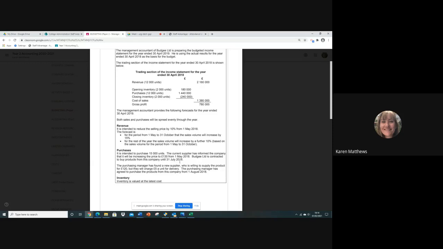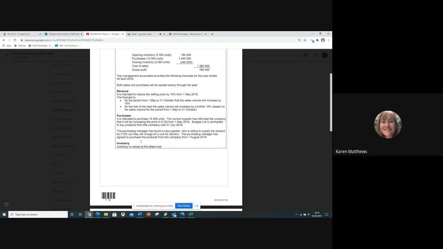Okay, so for May, June and July, £130. So you need to work out what that's going to cost. And then the purchasing manager has found a new supplier who is willing to supply the product for £120, but they will charge £5 a unit for delivery. So remember, that's carriage inwards, so that gets added. So the actual cost price there is effectively £125.